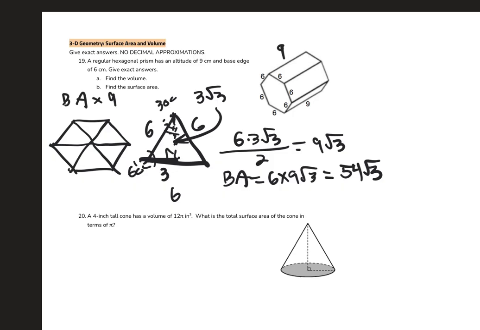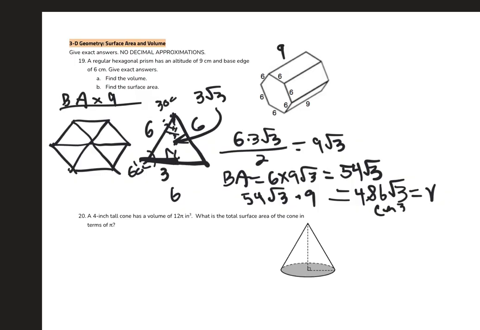And so now when we multiply the base area times 9 to get our volume, we're going to have 54 root 3 times 9, which is going to give us a total of, so 9 times 54 is 450 plus 36 is 486 root 3. Okay, so that's the volume, and that's in units of centimeters cubed.